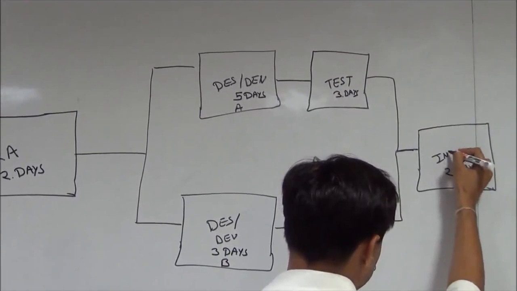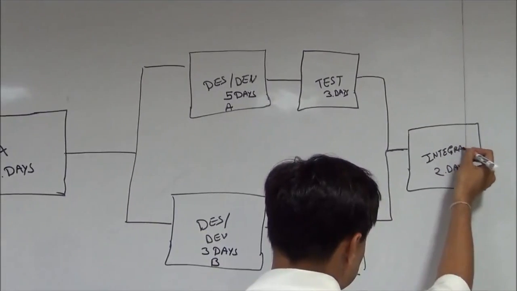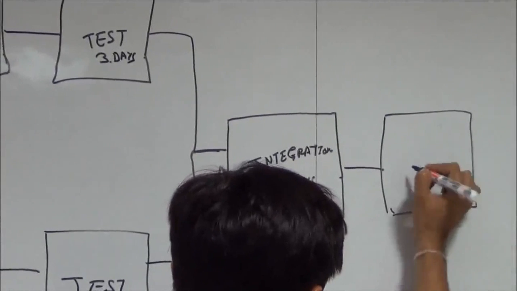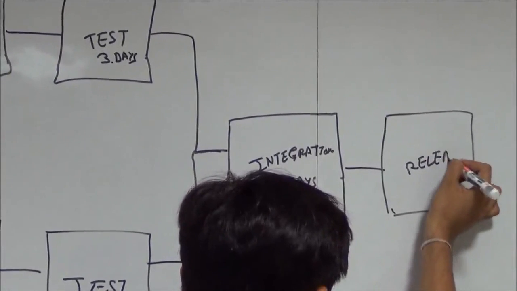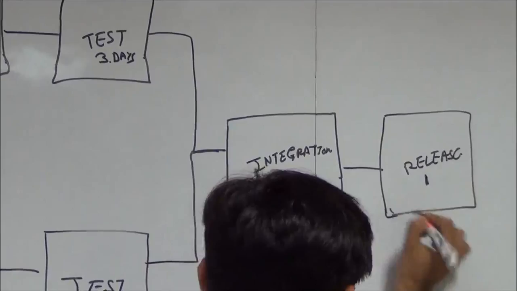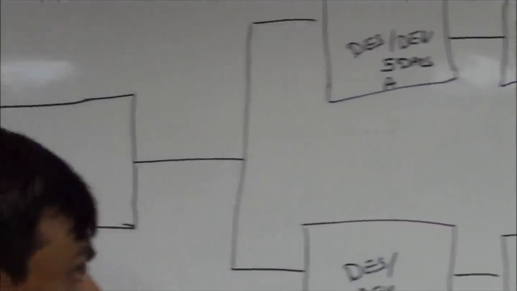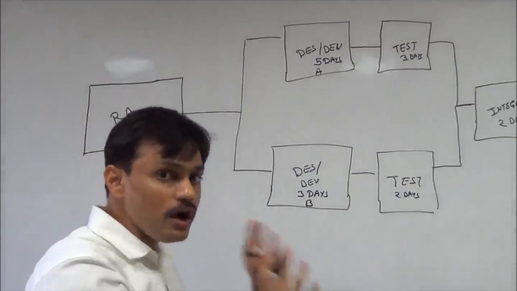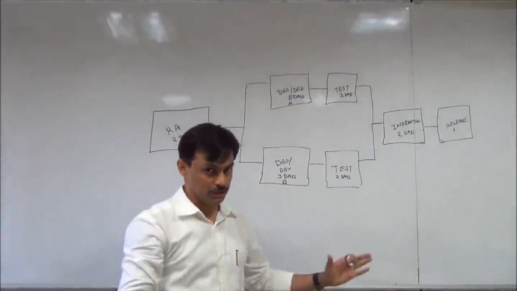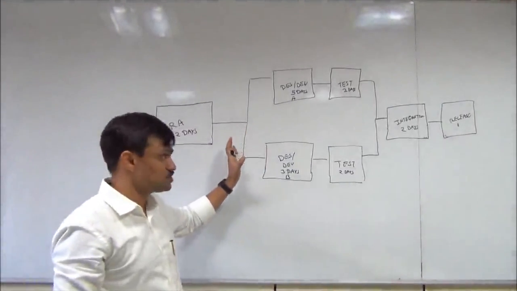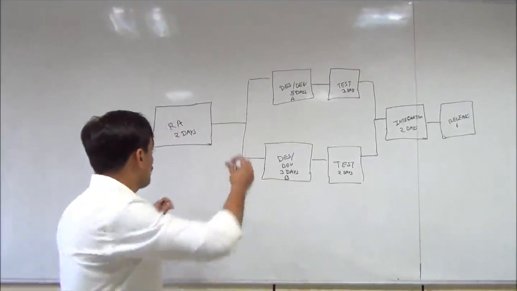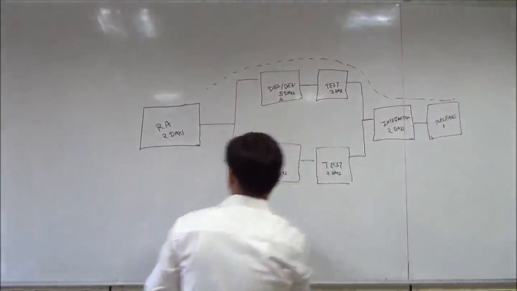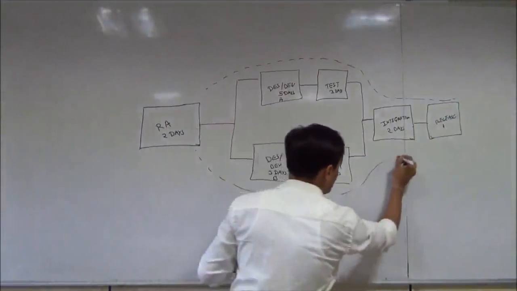So we do an integration, and after that we just release it, and releasing will take 1 day. Now we need to identify the longest path in this schedule network diagram, because the longest path represents the critical path. So how many paths do we have in this diagram? We have 2 paths. One path is this one, and another path is this one.